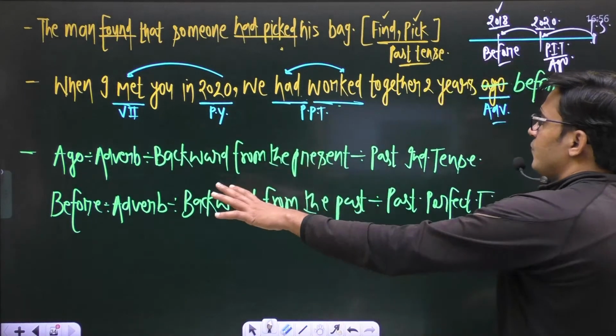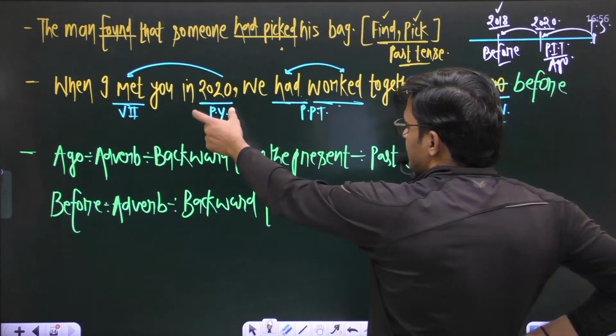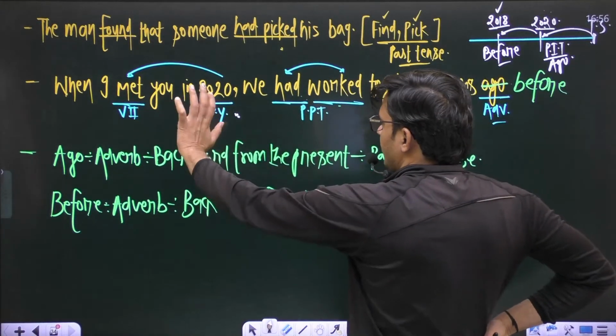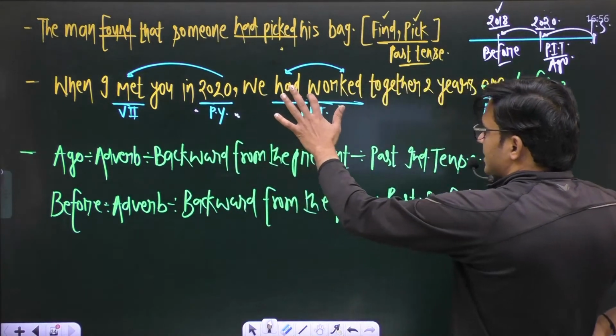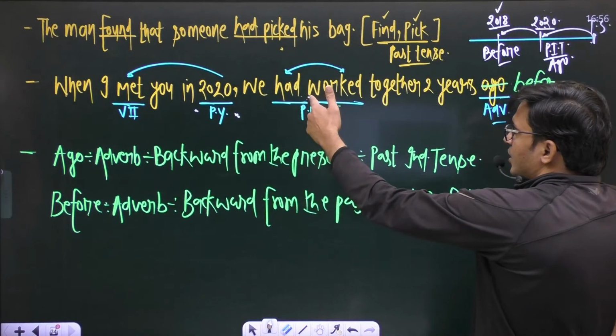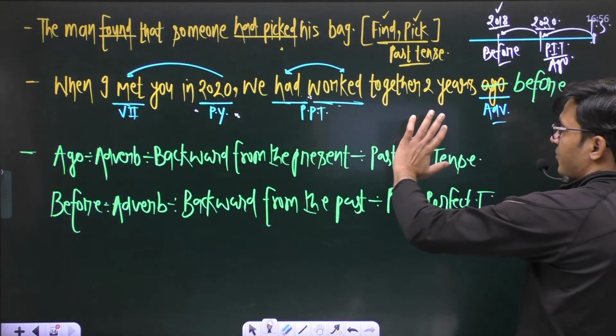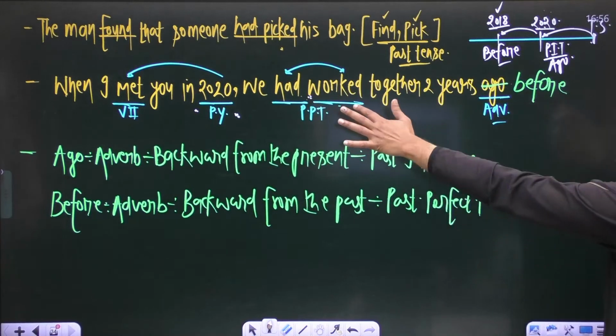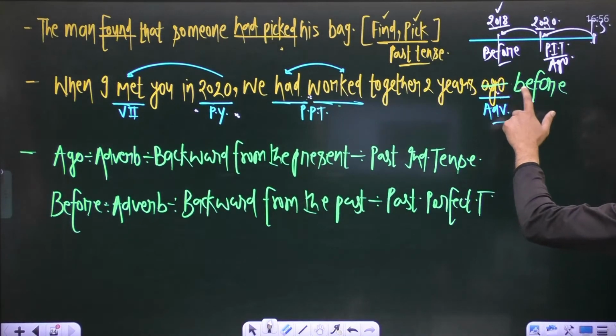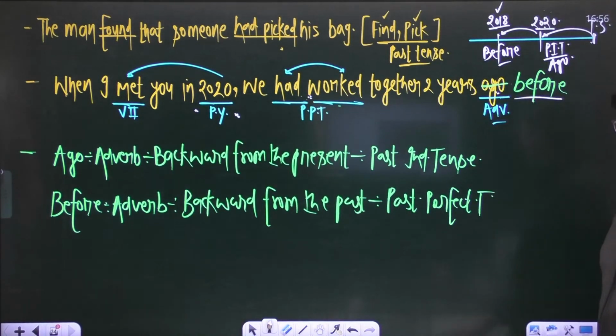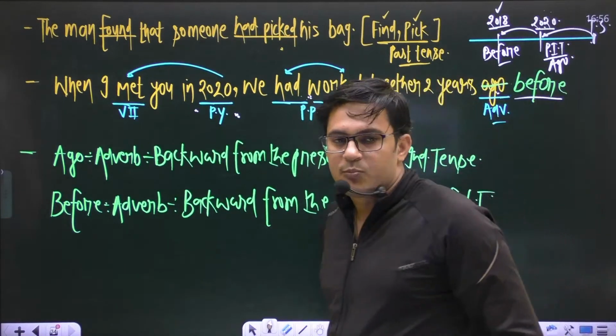So the same thing, if you apply it in the sentence, this is the past indefinite tense, and after that this is the past perfect. You have to talk about the past of the past, the late past, and to denote it we don't need ago, we require before. I hope you are getting my point.